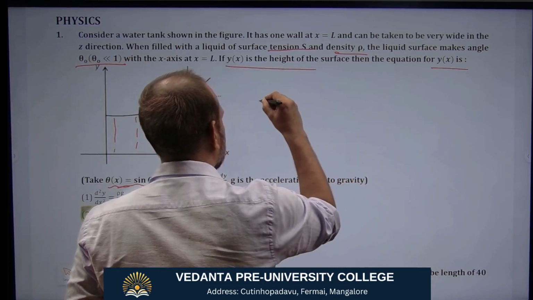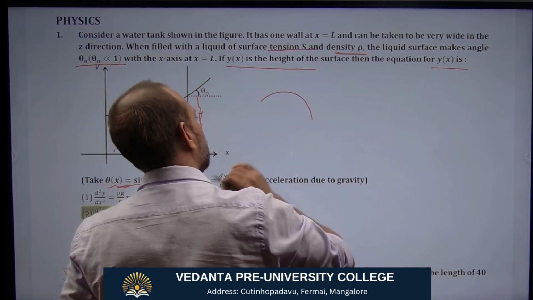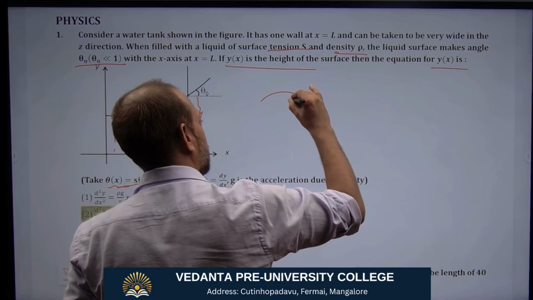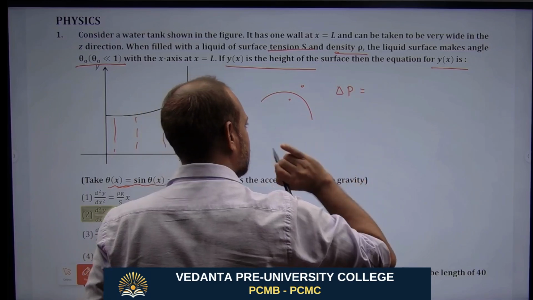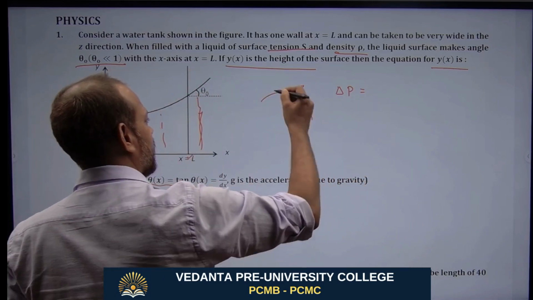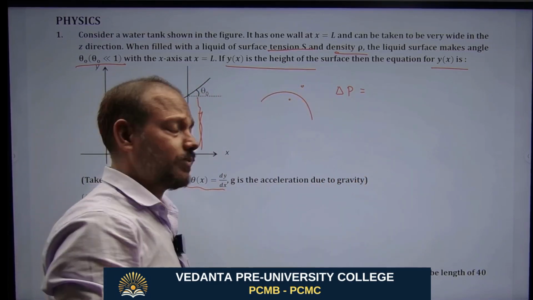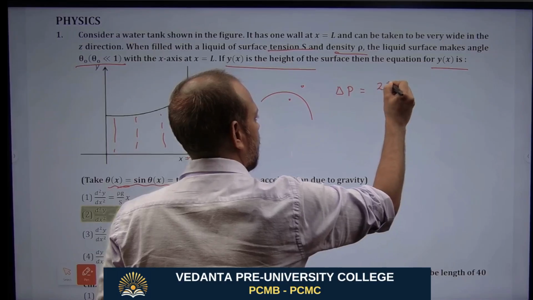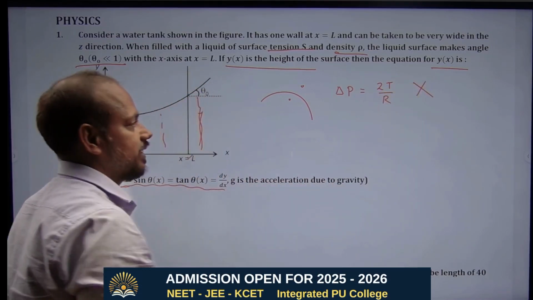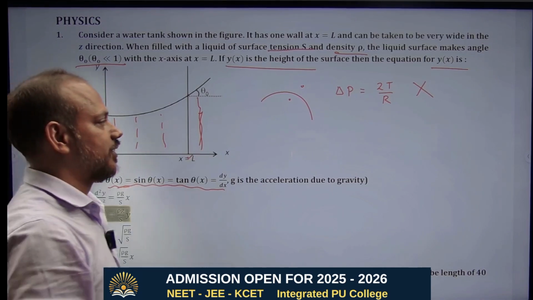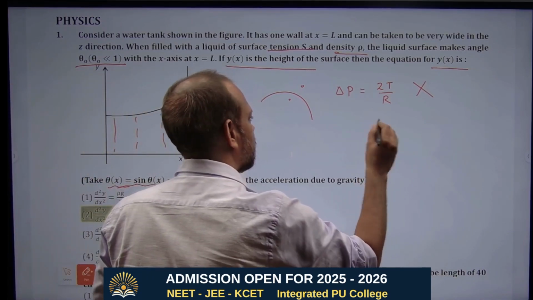If the surface is spherical, we know the pressure here and the pressure here. The difference of the pressure, if there is only one surface and one liquid, like our water drop, will be 2T by R, right? But this formula will not be applicable here. It is not spherical. So the surface is a little different.